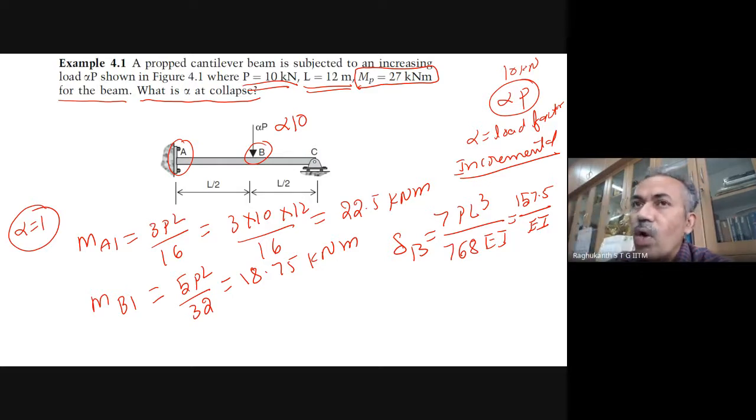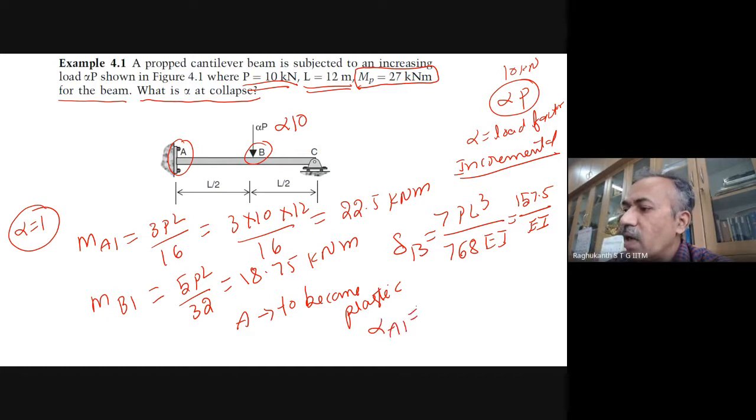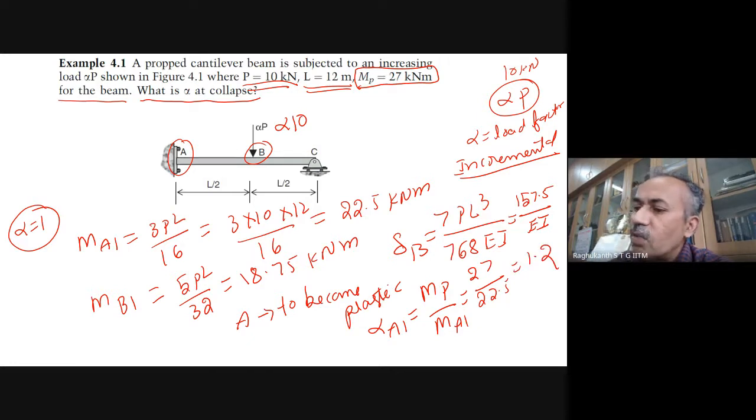Now the load factor. For section A to become plastic, how much alpha is required? I am writing this as alpha A1. This is MP by MA1. This turns out to be 27 by 22.5, that is 1.2. So for A to become plastic, alpha is 1.2.